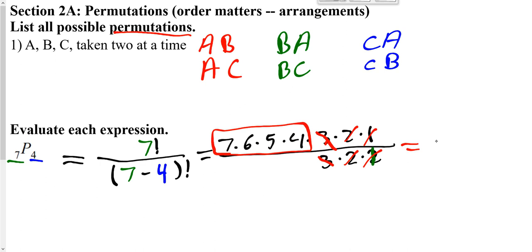You type that in, you get, sorry, wrong number. We try that again. You type that in, you get 840. So that's how to work out your permutation formula. But if you have a button for this on your calculator, you could just use that also.